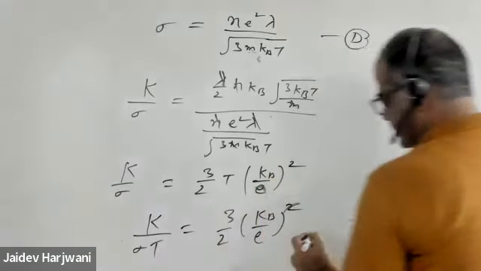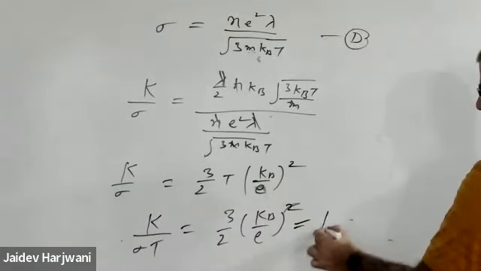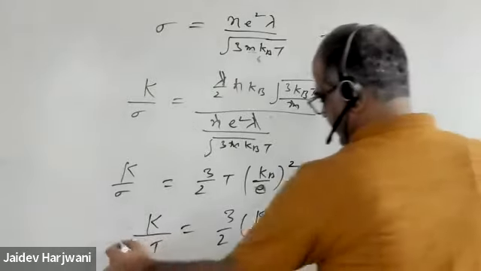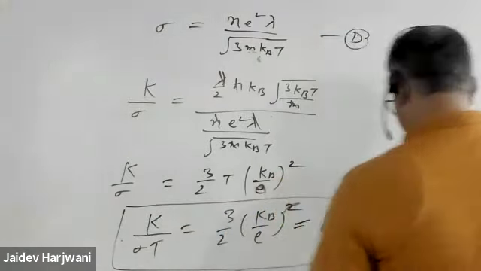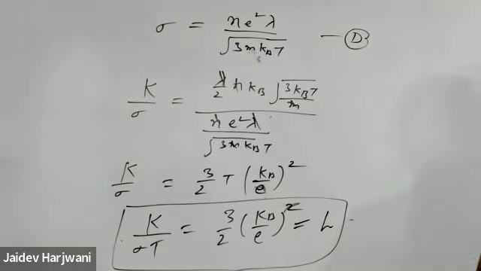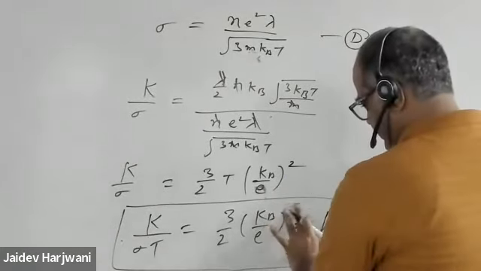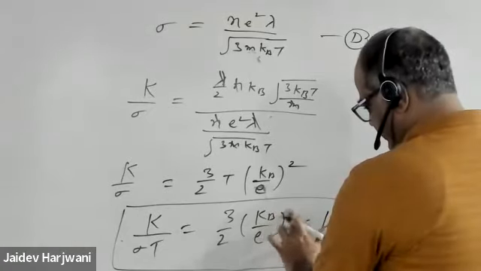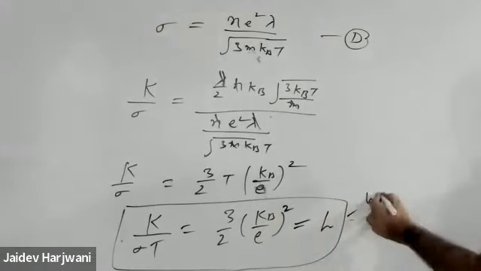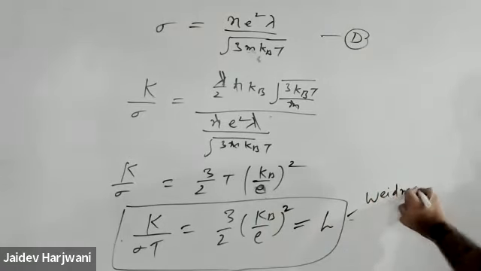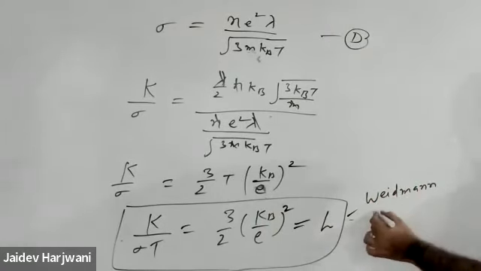And this is the Lorentz number. And this is your Wiedemann-Franz law. So at least we are able to derive the Wiedemann-Franz law here. Only the difference will come in the constant value. So this is your Wiedemann-Franz law, using classical theory.